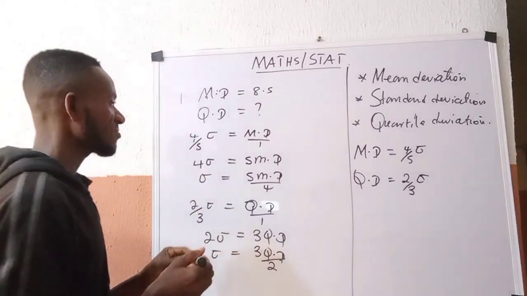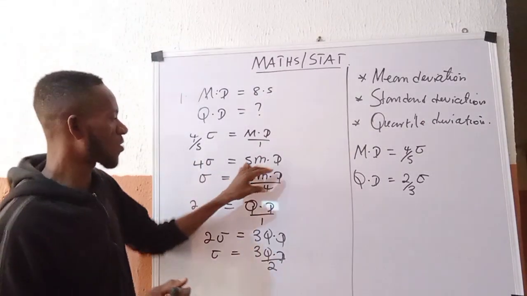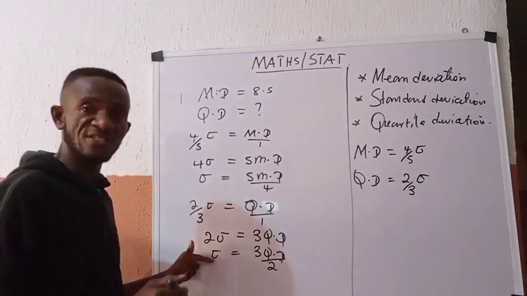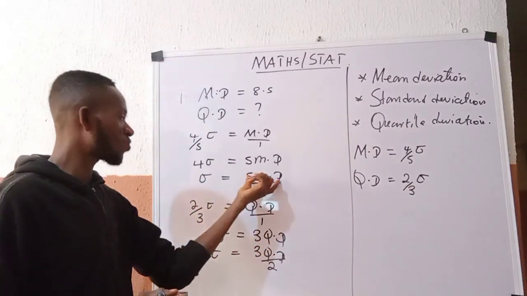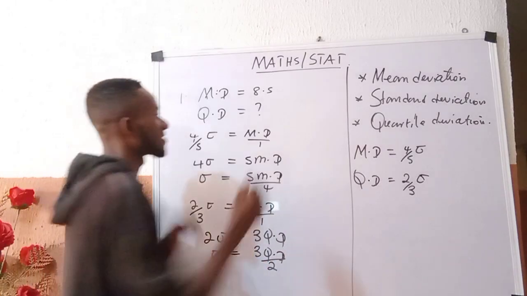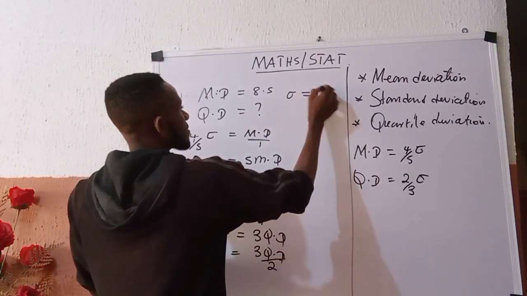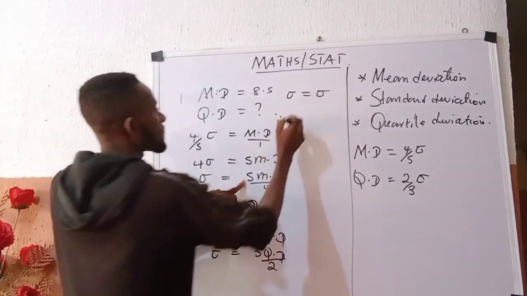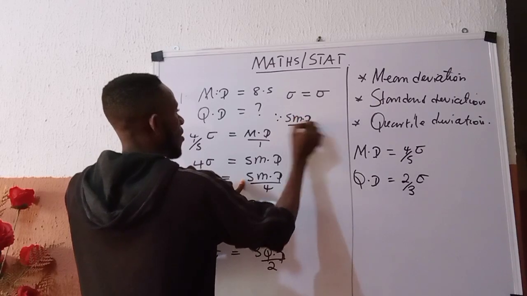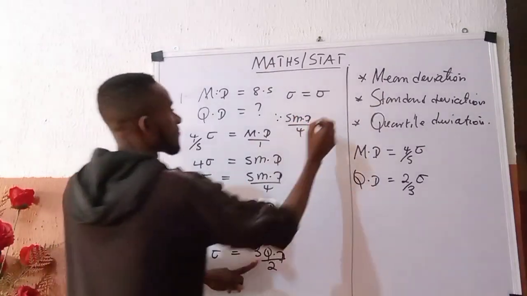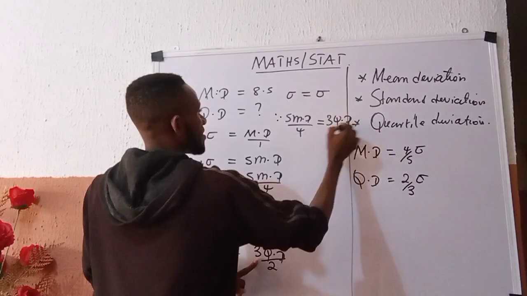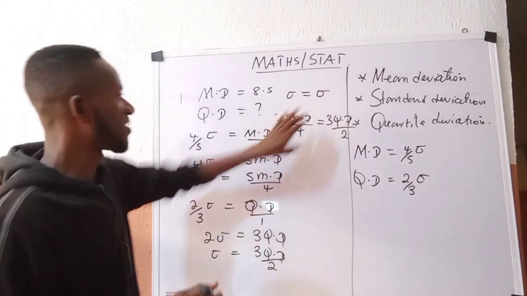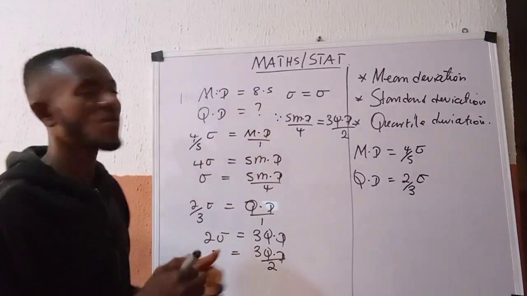Of course, this is sigma being equal to this, and this is sigma being equal to this. So if this sigma is equal to this sigma, which of course is true, it means that this quantity is equal to this quantity. Therefore, 5 M.D all over 4 equals 3 Q.D all over 2. That's what I have, and with this, I'll be able to answer this question very well.